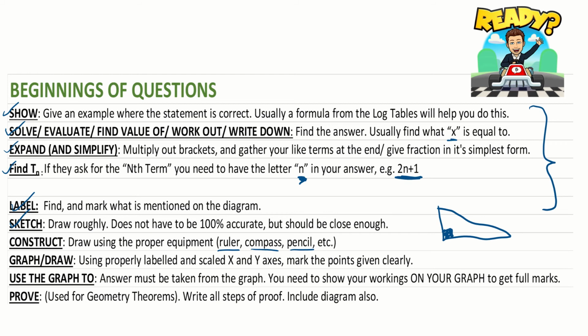Just in general, constructing something is a lot more accurate than sketching something because you're doing it with all the proper equipment.